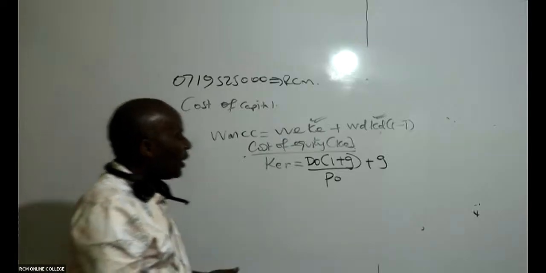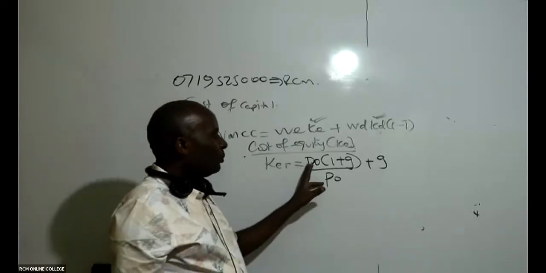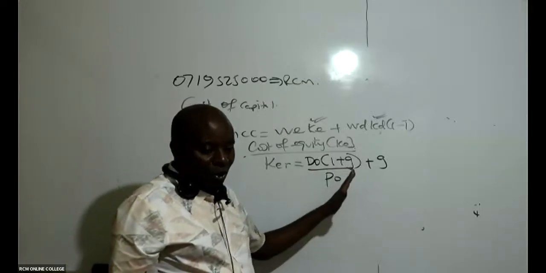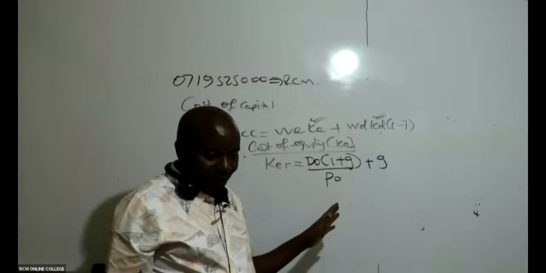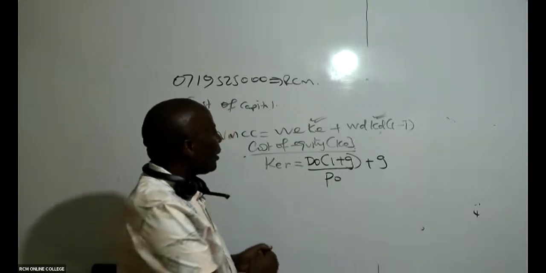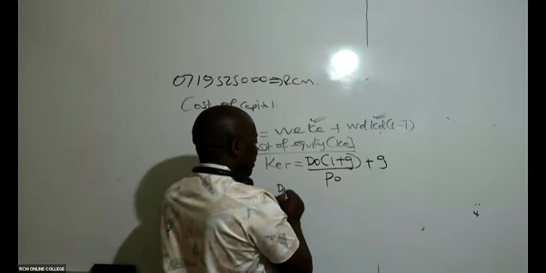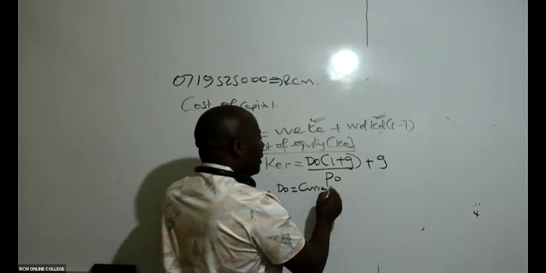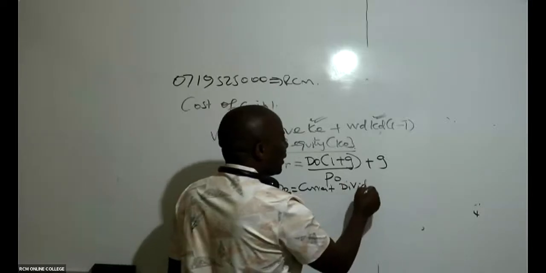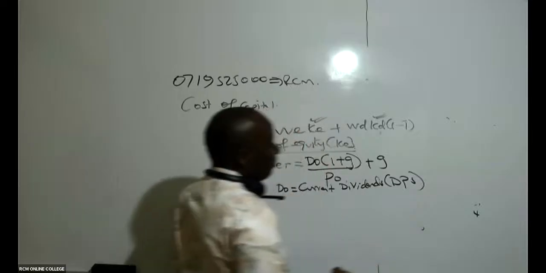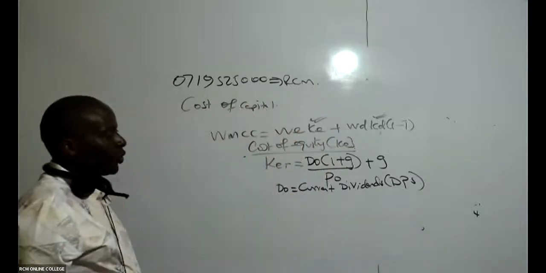Cost of equity retained earnings equals D0 times (1 plus g), all over P0, plus g. Remember that this D0 stands for the most recent dividends, the current dividends, what we call the DPS.